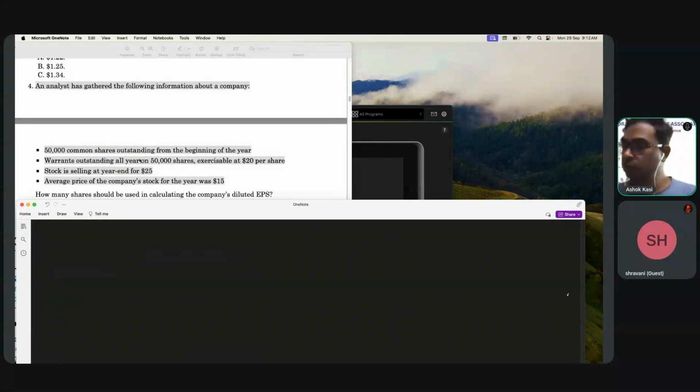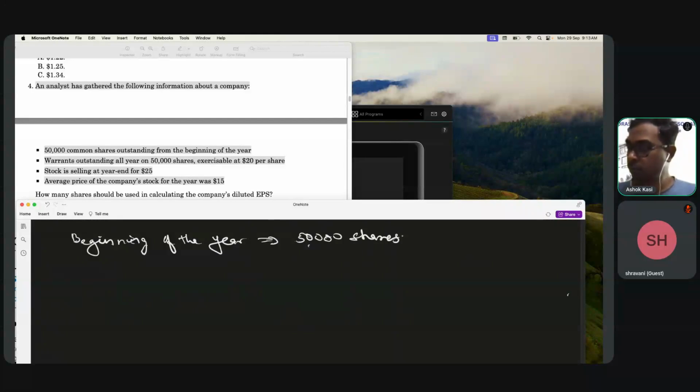So first, 50,000 common shares outstanding from the beginning. Then warrants outstanding all year on 50,000 shares, exercisable at 20 per share. Okay, stock is selling at year end.